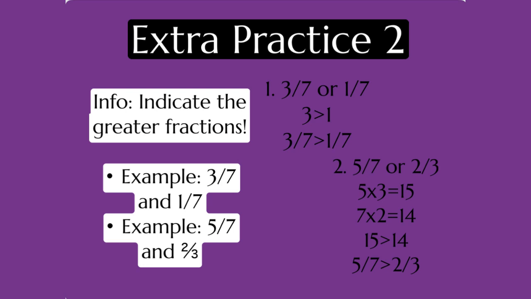And lastly, we have 5/7 and 2/3. Since they have different denominators, we can use the crisscross method, or the previous method, to solve it. So first we multiply 3 and 5 to get 15, and then 7 and 2 to get 14. We know that 15 is greater than 14, so 5/7 is greater than 2/3.